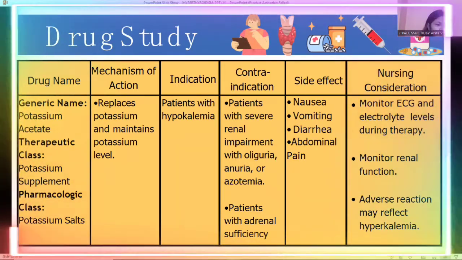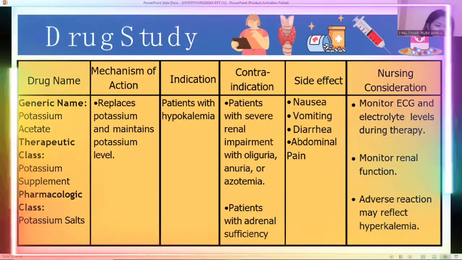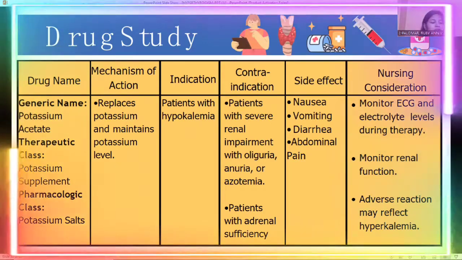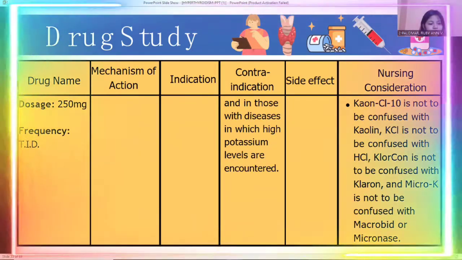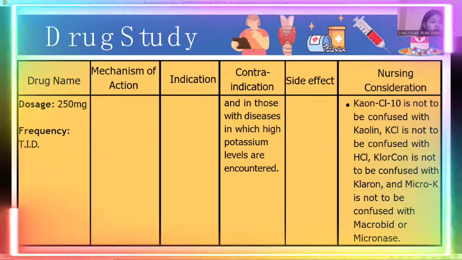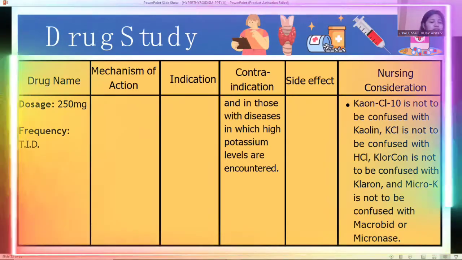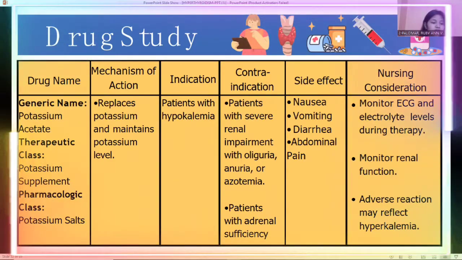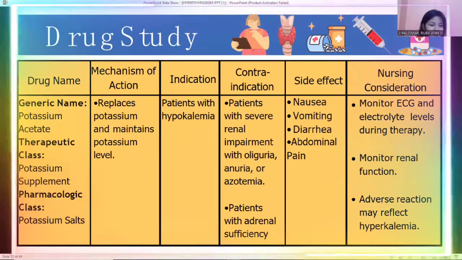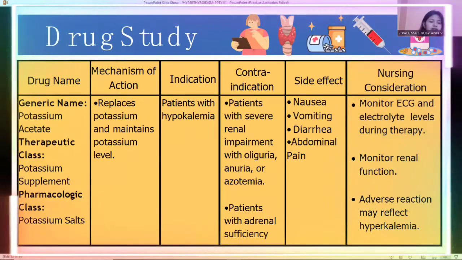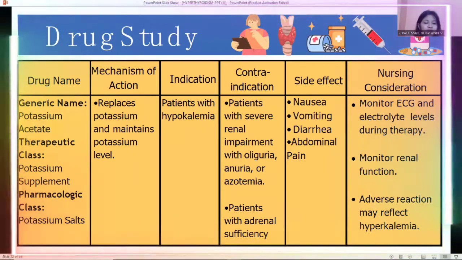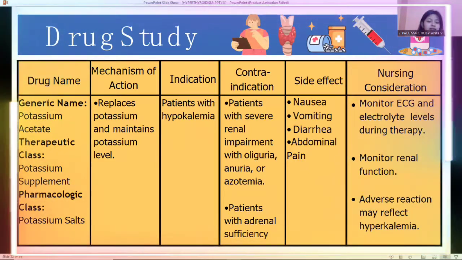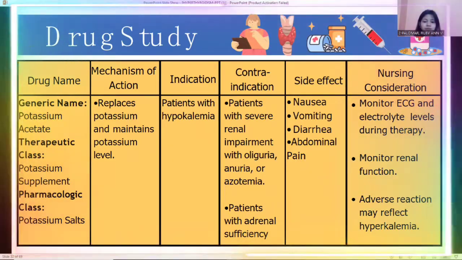Next medication is potassium acetate. Therapeutic class is potassium supplement. Pharmacology class, potassium salts. Dosage is 250 mg. Frequency is TID. Mechanism of action is replaces potassium and maintains potassium level. Indication, patient with hypokalemia. Side effects are nausea, vomiting, diarrhea, and abdominal pain.